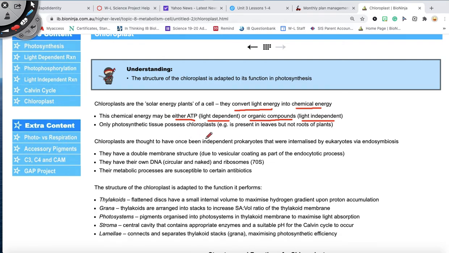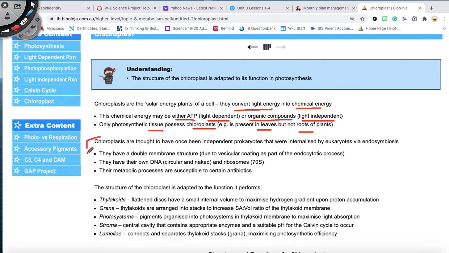Now, what are the tissues in plants that possess chloroplasts? It's not the whole plant that possesses chloroplasts, it's only the leaves, but you're not going to find any chloroplasts in the roots or even the stem of the plants.